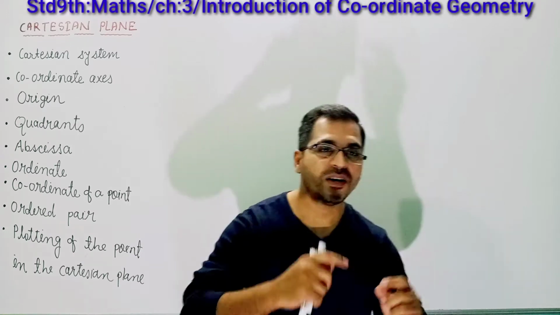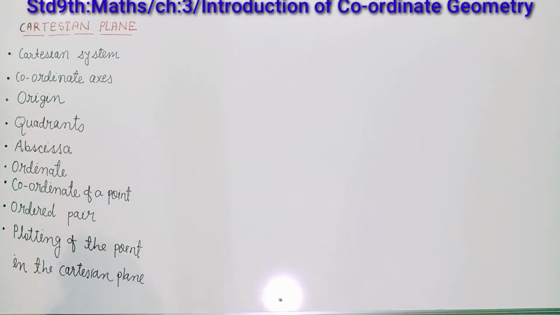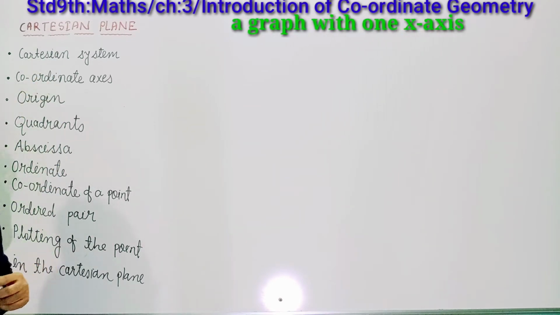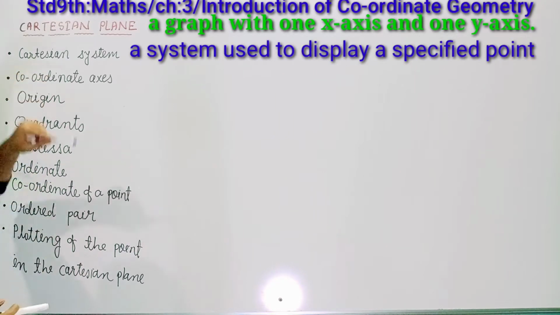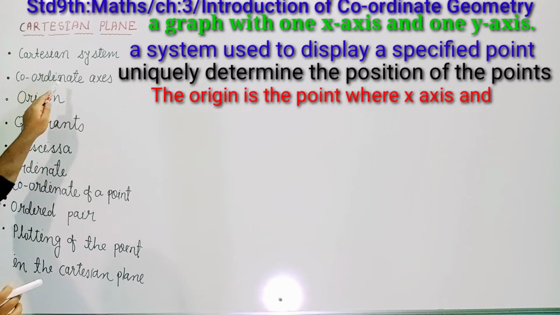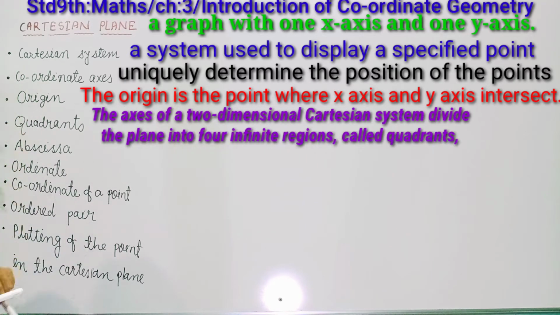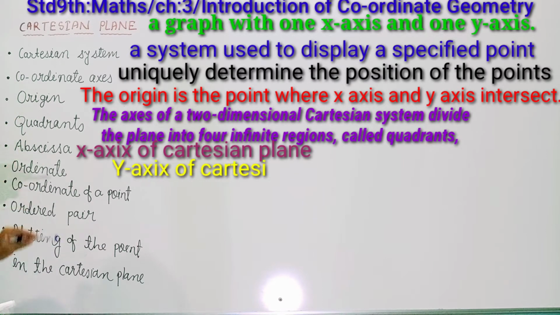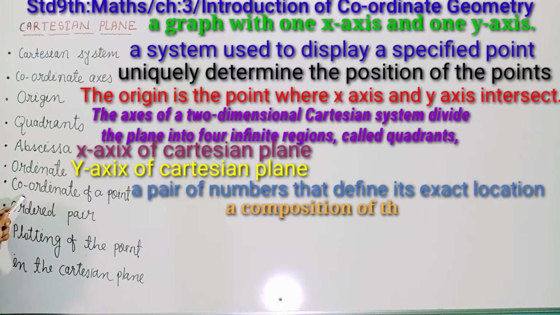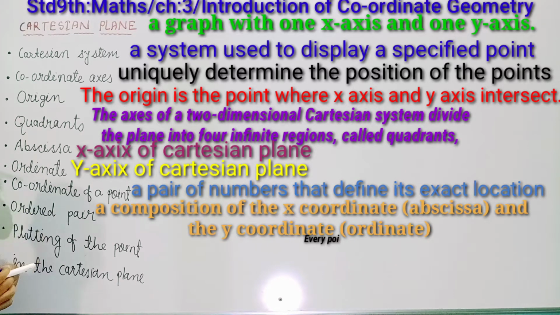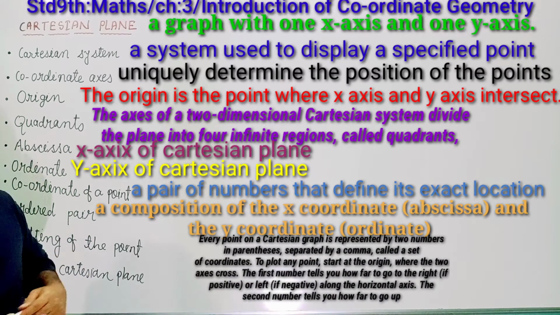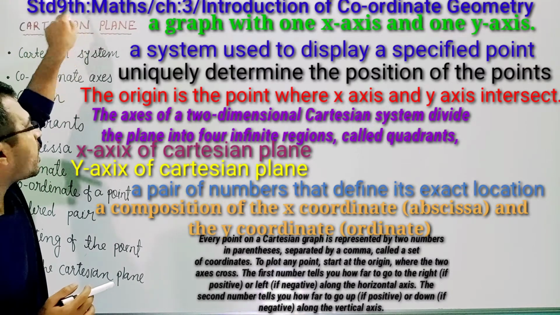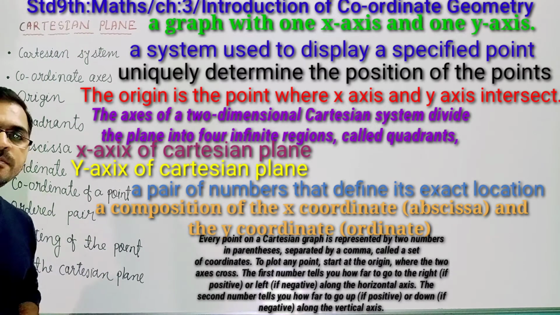Okay students, so in today's video lesson we are going to cover the Cartesian plane. In the Cartesian plane there are a few hot points. The points are: Cartesian system, coordinate axis, origin, quadrants, abscissa, ordinate, coordinate of a point, ordered pair, and plotting of a point in the Cartesian plane. So first of all students, we will learn about the Cartesian plane. What is the Cartesian plane?